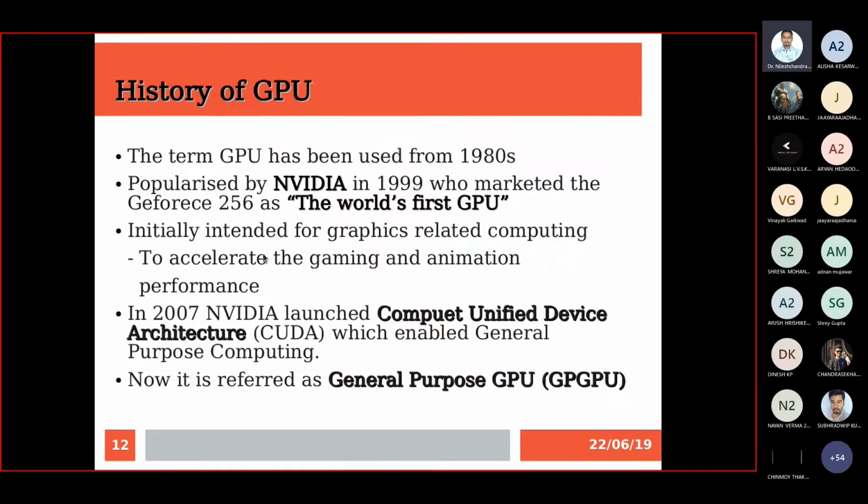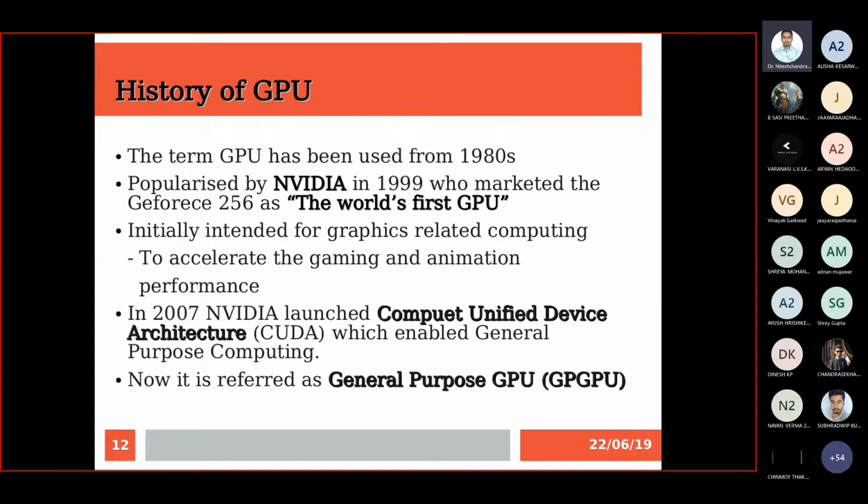Now let's go back into the history and try to understand when we started working on this GPU. The term GPU was coined around the 1980s, and in 1999 NVIDIA marketed the GeForce 256 as the world's first GPU. Right, around 1999 the first GPU was launched by NVIDIA.